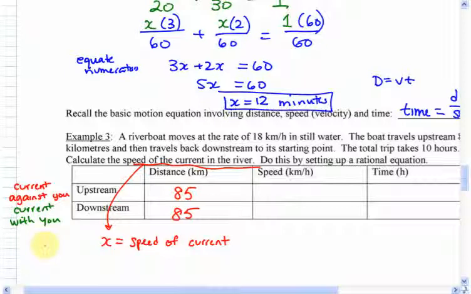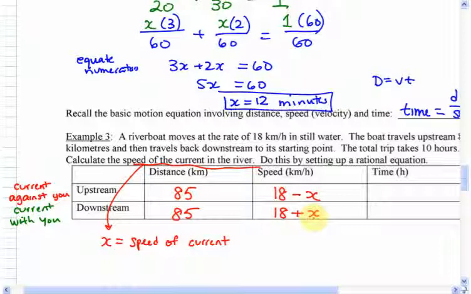So knowing those two things, I need you to help me write an expression for speed. What's the speed upstream? 18 minus x. Good. It's against you. It's going to slow you down. Your speed's going to be less. That's why we subtract. x plus 18 is the same as 18 plus x, but x minus 18 is not the same as 18 minus x. Downstream, yes, you're with, so you have to add.